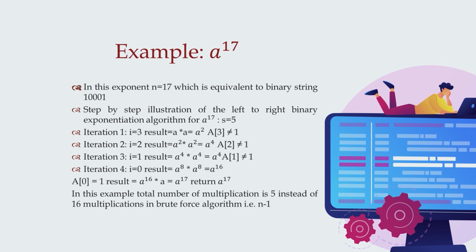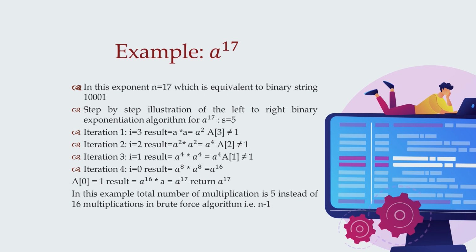So in this example, how many multiplications are there? 1 multiplication in iteration 1, 1 in iteration 2, 1 in iteration 3, so total 3, and in iteration 4 there are 2 multiplications. So a total of 5 multiplications are there. Instead, if we compute a to the power 17 directly, how many times do you have to multiply? 16 multiplications. So in place of 16 multiplications, we multiply only 5.